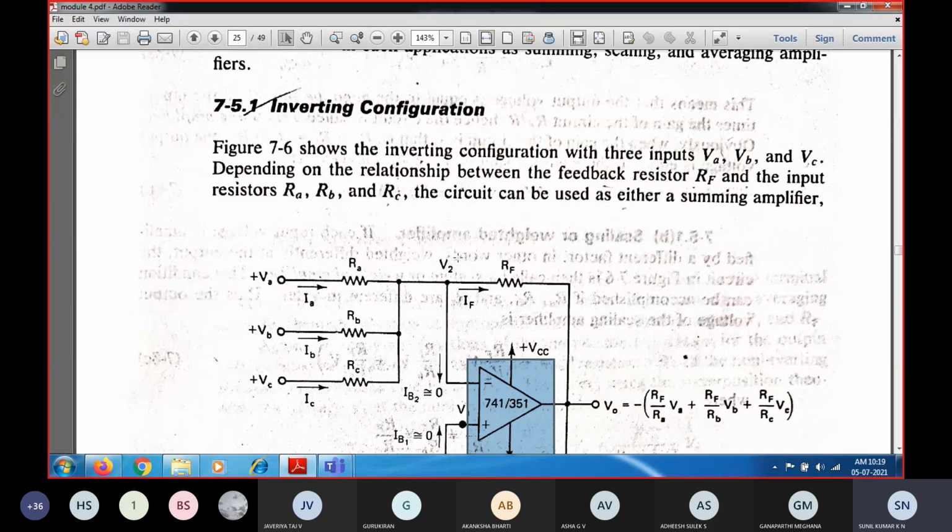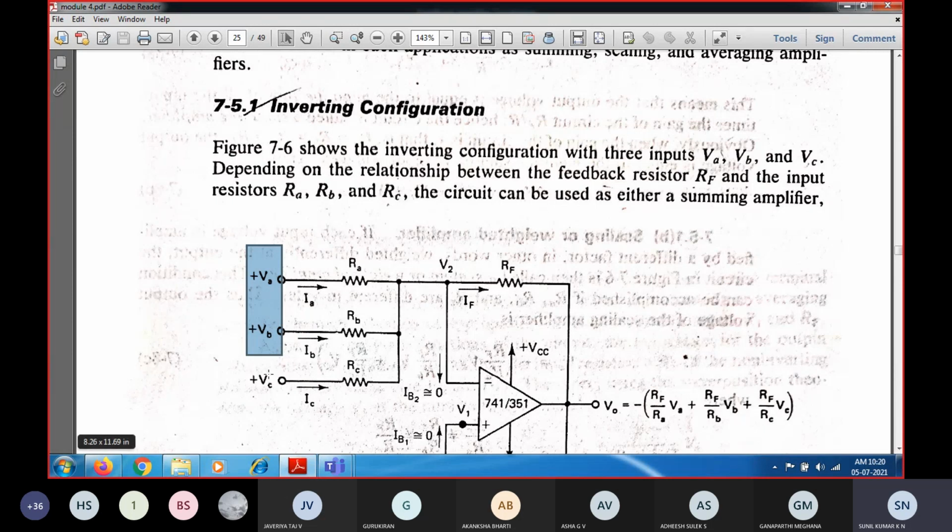If I am going to use it as a summer, I should have more than one voltage source connected to the inverting terminal. If it is greater than one, then I can call it a summer circuit. That is, I apply more than one voltage source across the inverting terminal, here VA, VB, VC.